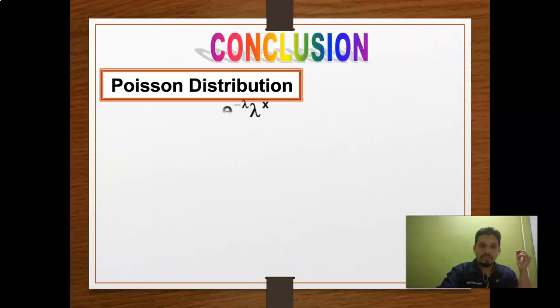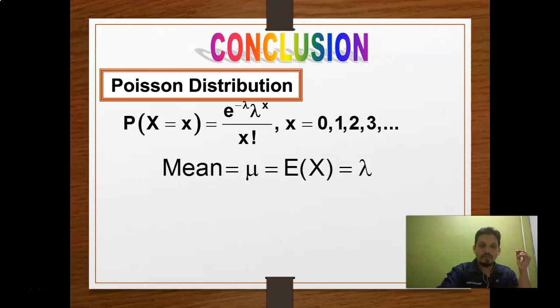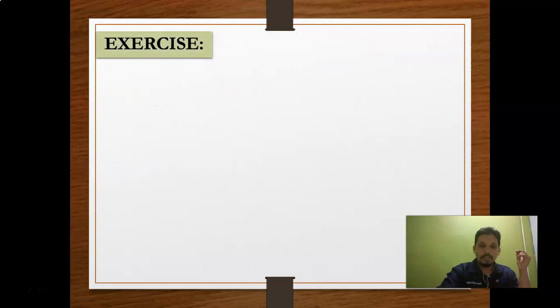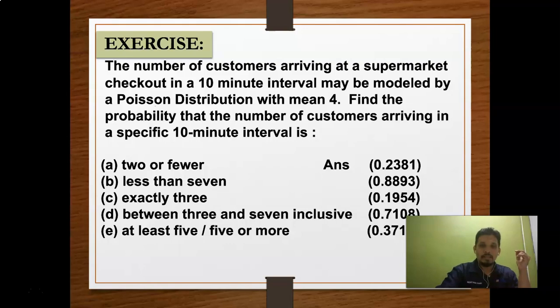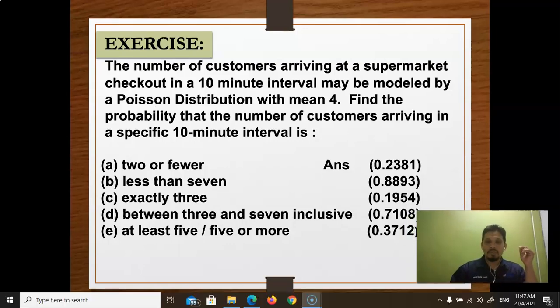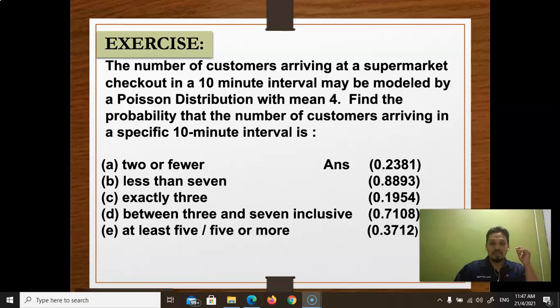So this is the conclusion for the Poisson distribution, and these are a few exercises for you to try. I do hope that my explanation helps you to understand the content of this topic and continue with your tutorial and past year questions.